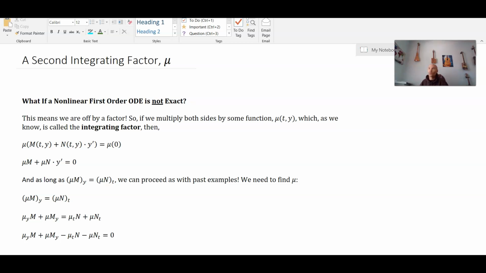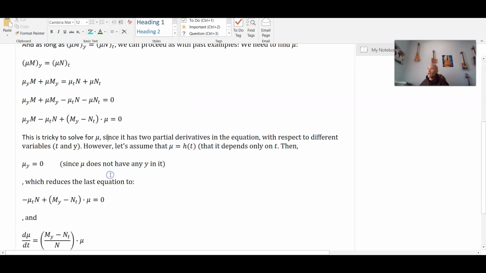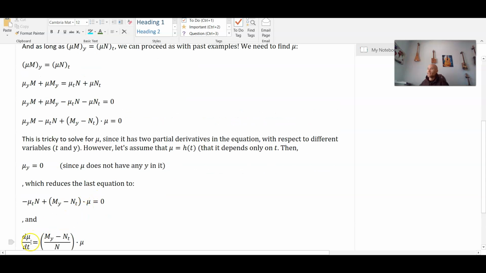In our previous video, we looked at what would happen if our differential equation was not exact. And we found this integrating factor by this process that suggested that d mu dt, the derivative of our integrating factor with respect to t, should be (M_y minus N_t) over N. Now this was under the assumption that the partial derivative with respect to mu only depended on t.